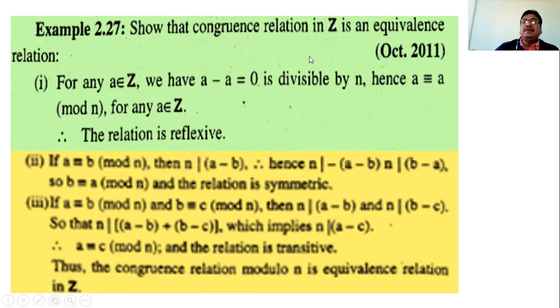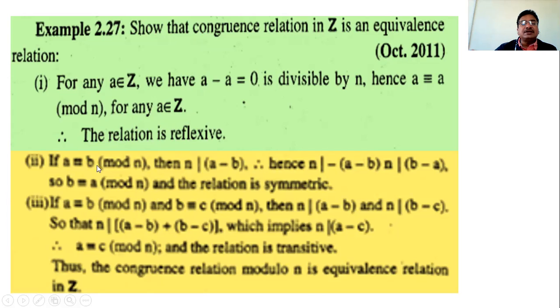A relation is reflexive on a set if every element of the set is related to itself. This Z contains infinitely many elements, and we have to show that every element is related to itself. So we take any element from Z, suppose a, and here we have a is related to a. Why? Because the relation is the congruence relation: a is congruent to a modulo n because n divides a minus a, that is 0. 0 is divisible by every number. Therefore a is congruent to a modulo n, and therefore the relation is reflexive.